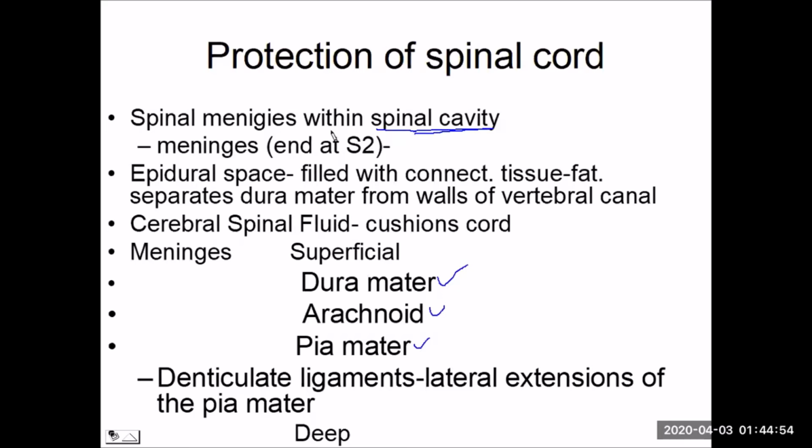And as a note, these meninges even travel inferior to the spinal cord. Spinal cord stops by the second lumbar vertebra. However, the meninges travel down into the area of the sacrum.